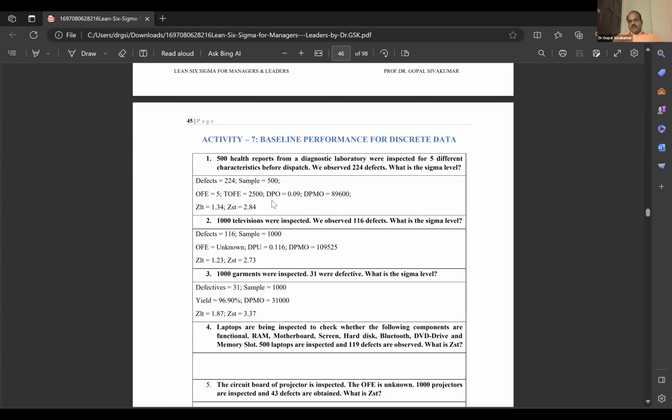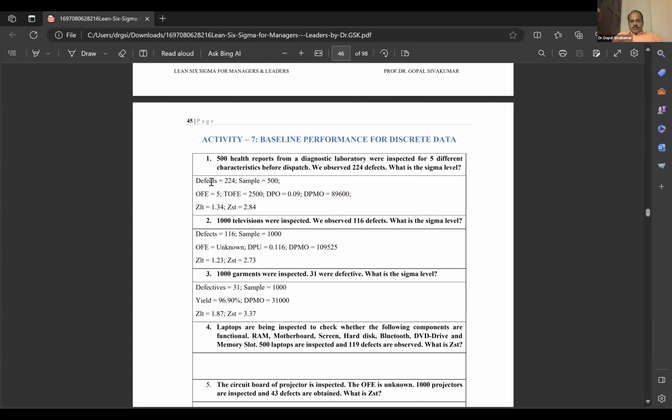And you have 500 reports. When I ask you total opportunity, then only you should say 500 into 5, 2500. But now opportunities per report is 5. Clear? Yes. See here, opportunities for error 5. Sample, how many reports we checked? 500 reports. Now, after verifying 500 samples, how many defects you noticed? 224. With the help of this information, you should calculate DPMO and sigma level.